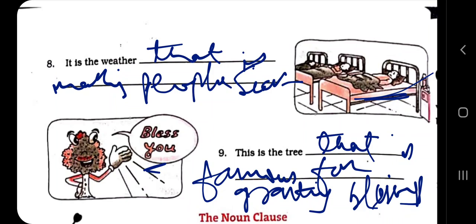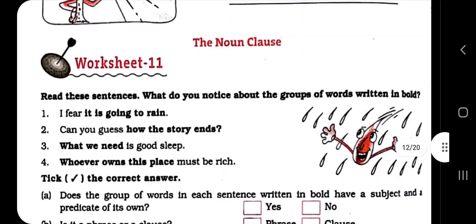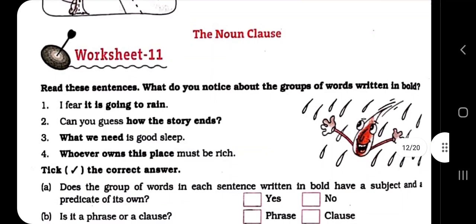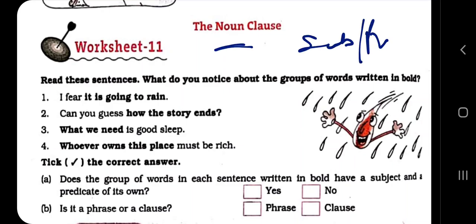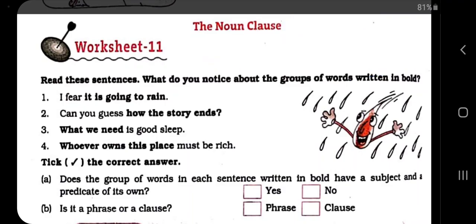Let's see what is there. Noun clause. Now simply, just like an adjective or adverb clause, a noun clause is a group of words that acts as a noun. It means it will act as a noun while it will have both subject and verb, a predicate. It will be a noun, but it will be a group of words. Now read this sentence. What do you notice about the group of words written in bold? I fear it is going to rain. Can you guess how the story ends?